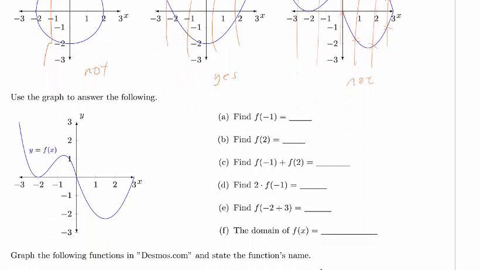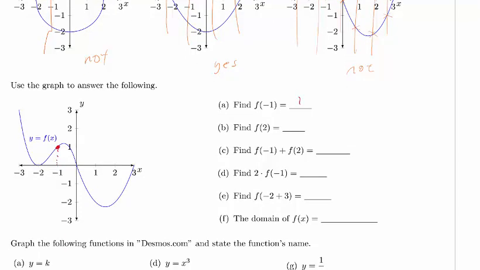All right, use the graph to answer the following. So this is kind of like what we're doing with the table, but we're just going to use a graph instead. So we got f of negative 1. So you go where x is negative 1, and then you go up to see where you intercept, which is about there, so you put a 1. Find f of 2. We go where x is 2, we go down, find the y value, plug that in.